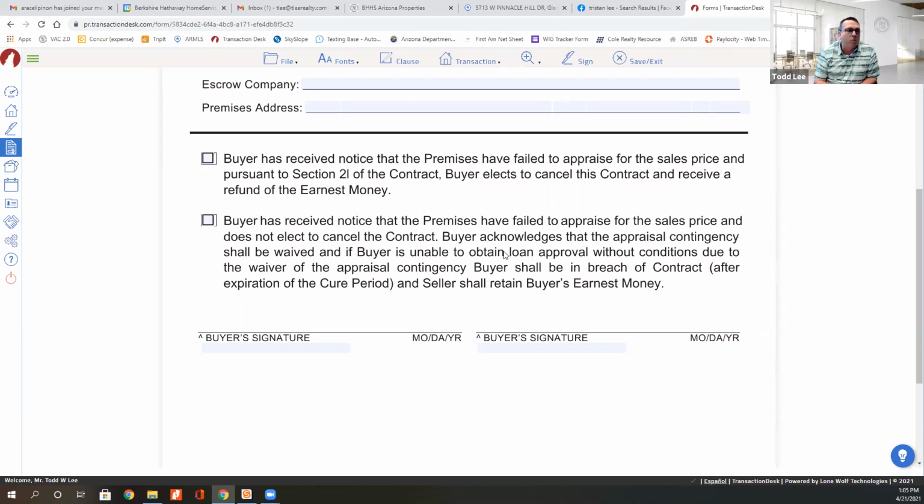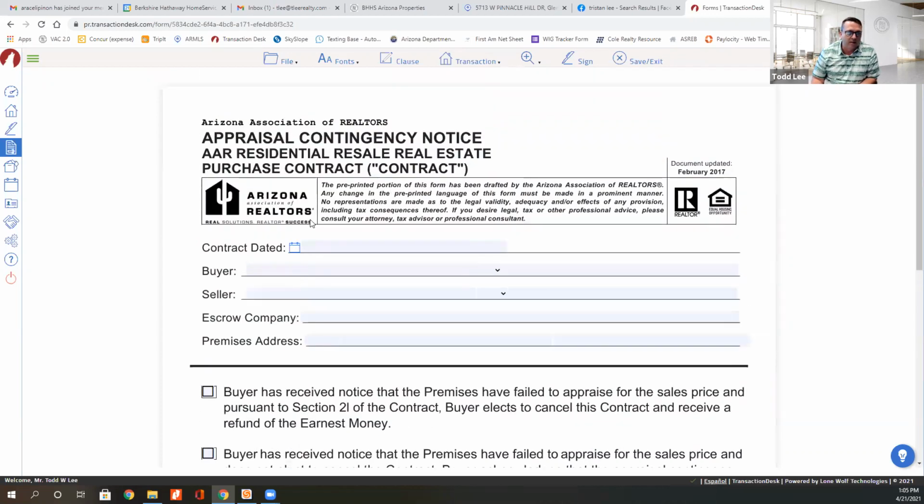There's a number of different ways that you can come to an agreement. But once you come to that agreement, then you're going to want to use the appraisal contingency notice just to make sure that everybody's on the same page as to how you're going to proceed. Anybody else want to add anything with that one?